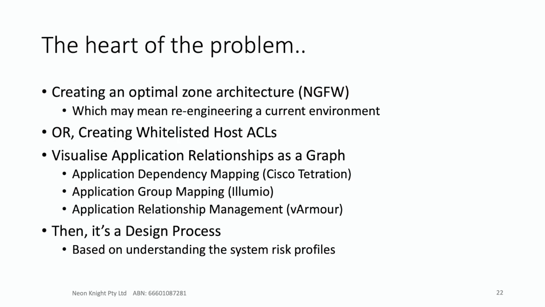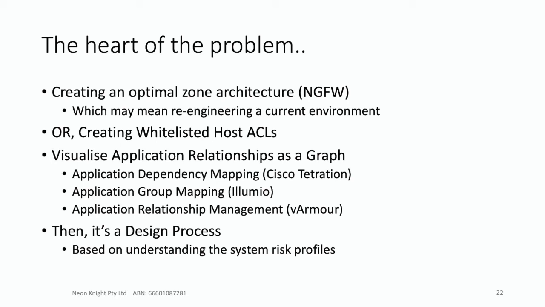The heart of the problem is either constructing an optimal security zone structure, which may mean re-engineering the current environment, or creating whitelist ACLs for each application endpoint. To get there, you need to be able to visualize the application relationships as some sort of a graph. There are some different names here. Application dependency mapping is a term that comes from Cisco Tetration. Application group mapping is a term that comes out of Illumio. And application relationship management is a term that comes out of vArmor.